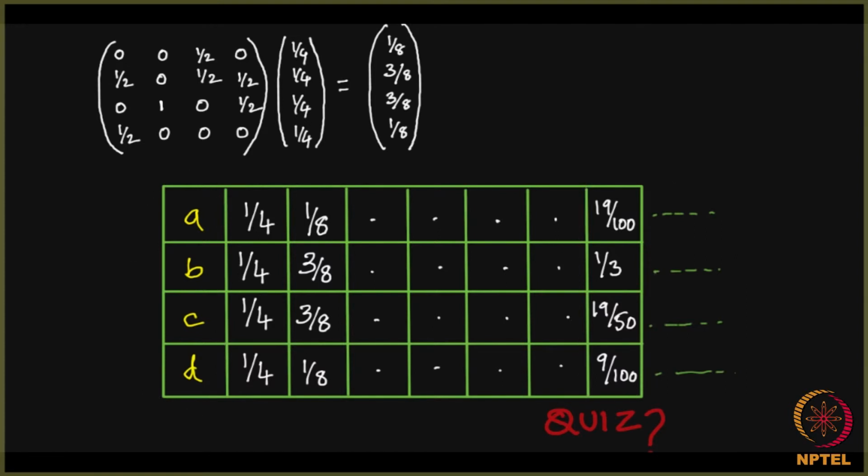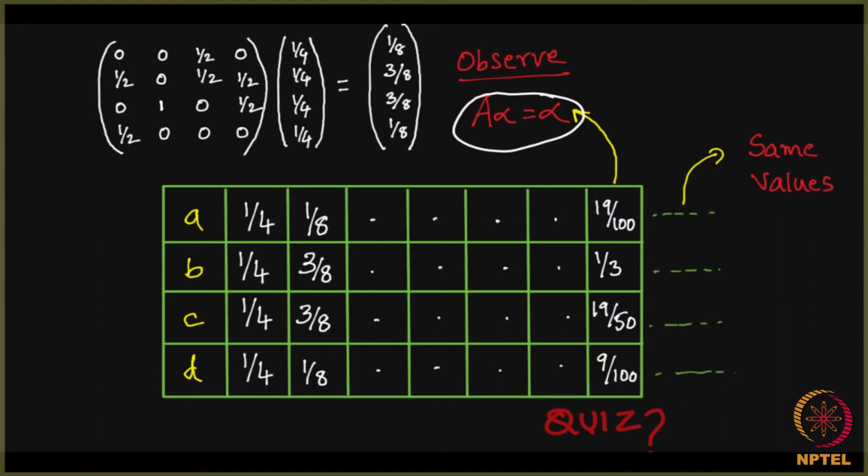Okay. So, it remains the same. Correct. So, note something. Here is the situation where A alpha becomes equal to alpha. And that is why the change doesn't happen, because A alpha equals alpha. It's all the same, right? So this is the matrix way of saying it, right?